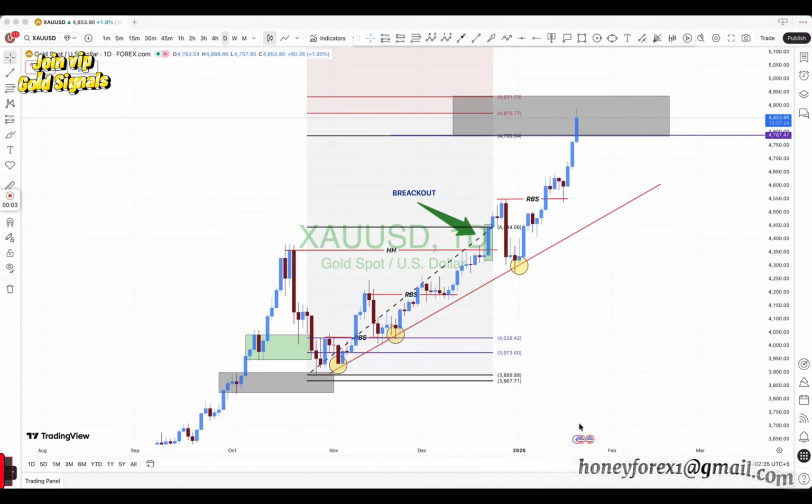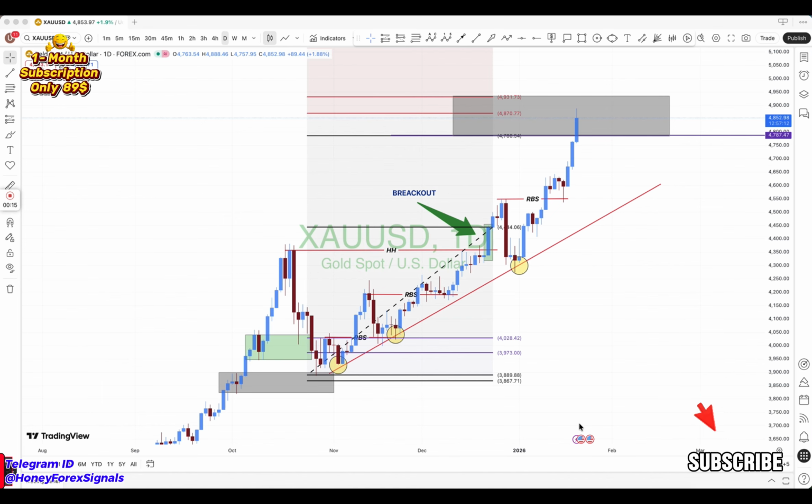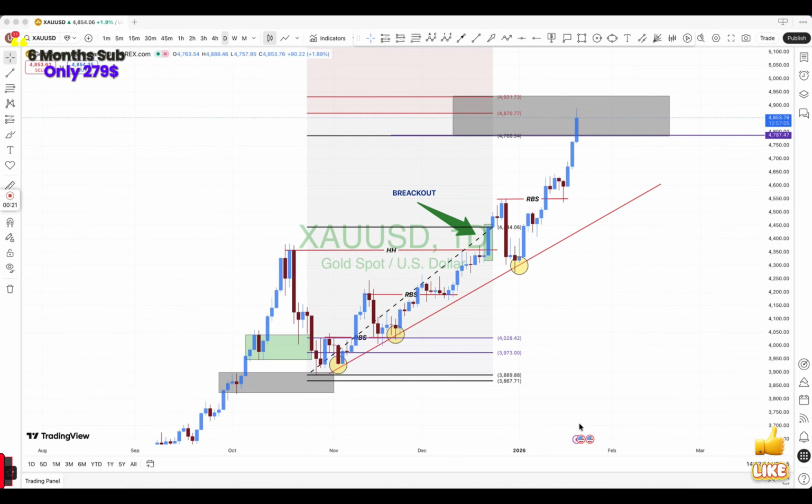Dear friends, how are you? Today our fresh analysis of gold chart. This is a daily chart of gold pair. So, yesterday our team already shared gold chart analysis, and today we again share gold chart analysis.